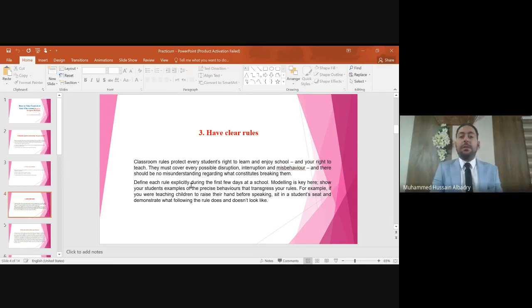Define each rule explicitly during the first days at school. Modeling is key here. Show your students examples. For example, if you are teaching children to raise their hand before speaking, tell them that you should raise your hand. Don't speak, just raise your hand. If you want to participate, just raise your hand. Don't speak, raise your hand.